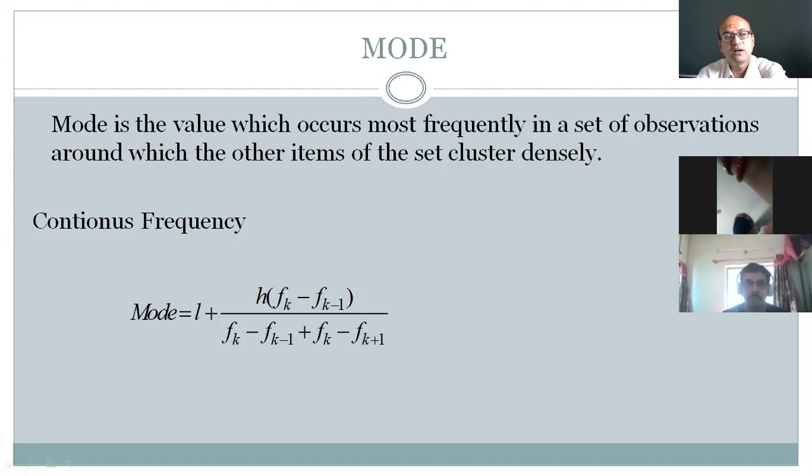Okay. Similarly, for continuous frequency, the above formula can be applied. Mode is equal to L plus H into (Fk minus Fk minus 1) divided by (Fk minus Fk minus 1 plus Fk minus Fk plus 1), where Fk is the corresponding frequency, Fk minus 1 is the frequency preceding Fk, and Fk plus 1 is the frequency after it. This is called the mode.